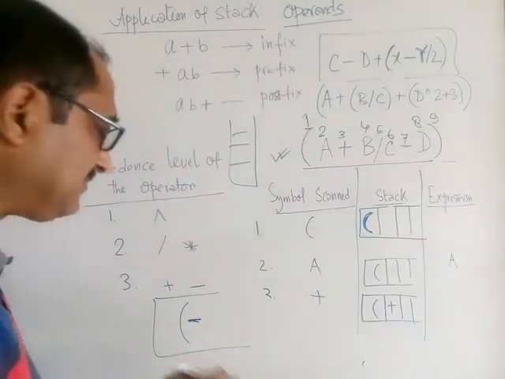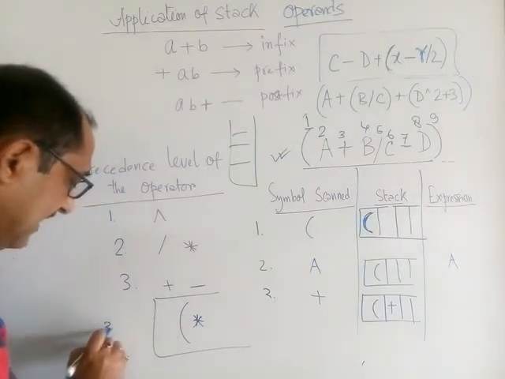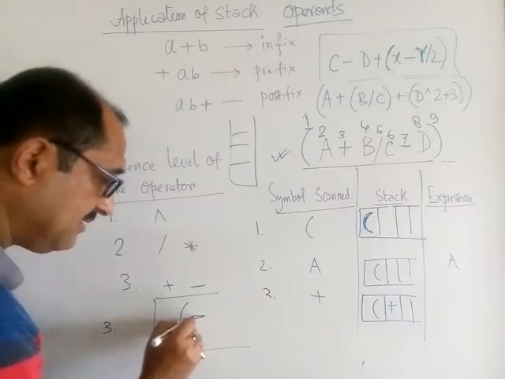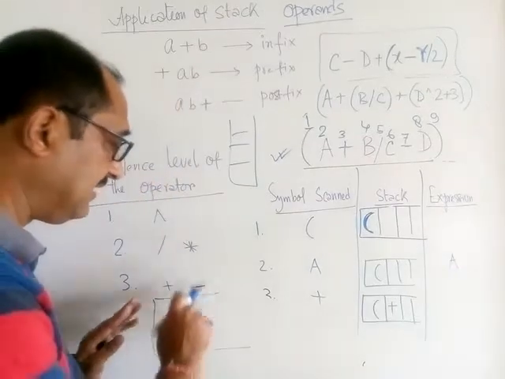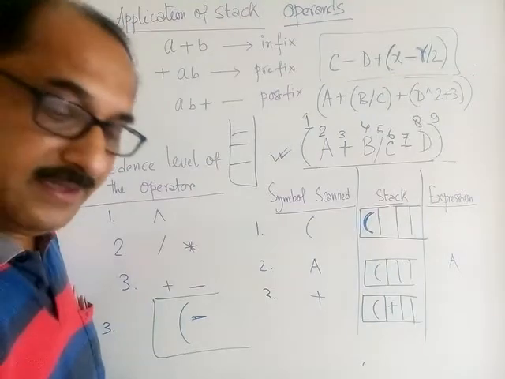So whenever a replacement happens, like it was like this, and the symbol scanned was minus, what will happen? We will show minus in the stack as if minus, being the new symbol, has entered, and the old symbol, that is the asterisk, will be removed and it will go to the expression.